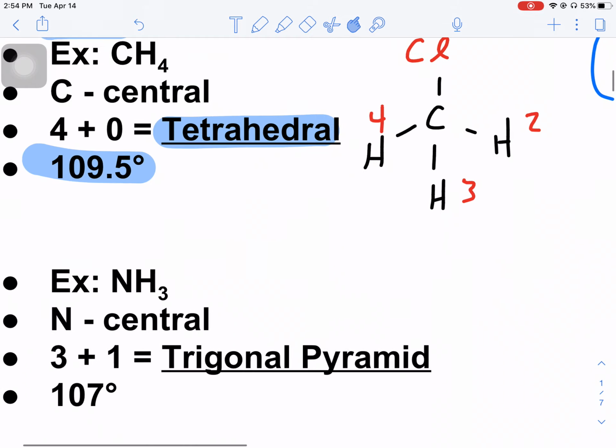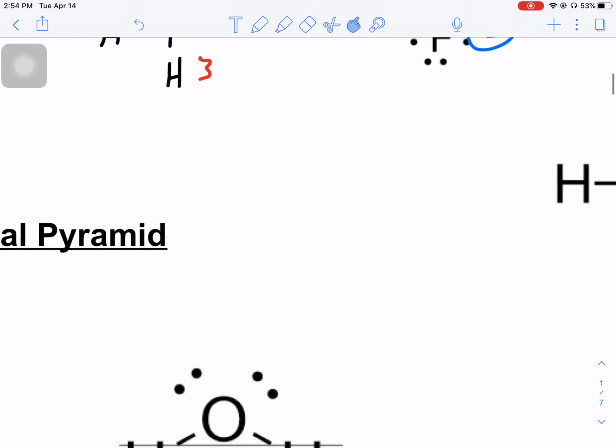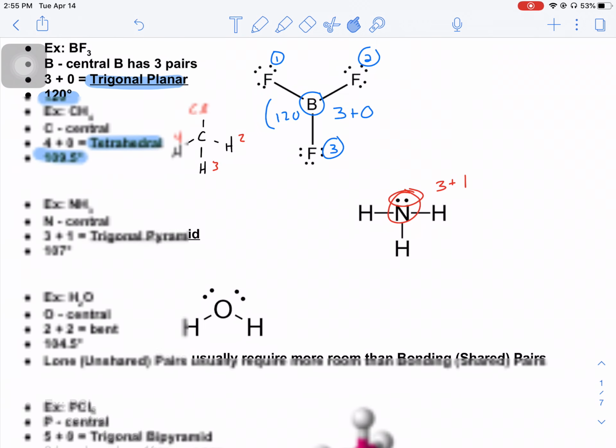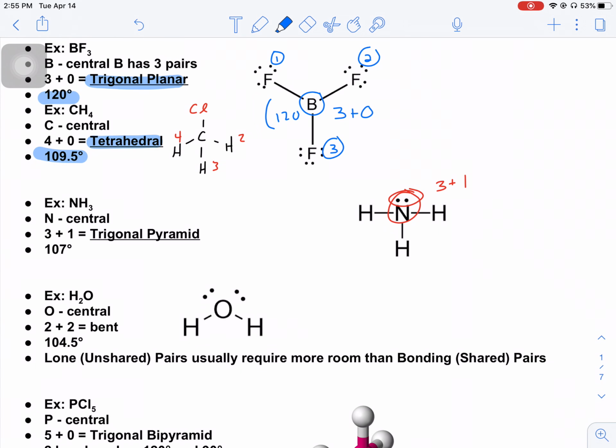All right, next example is ammonia. If we look at ammonia, we identify nitrogen as being the central atom. Nitrogen has 3 neighbors, and nitrogen has 1 unshared pair. So the center atom combination for ammonia is going to be 3 plus 1. It's going to be trigonal pyramidal, and the bond angle is going to be 107 degrees.